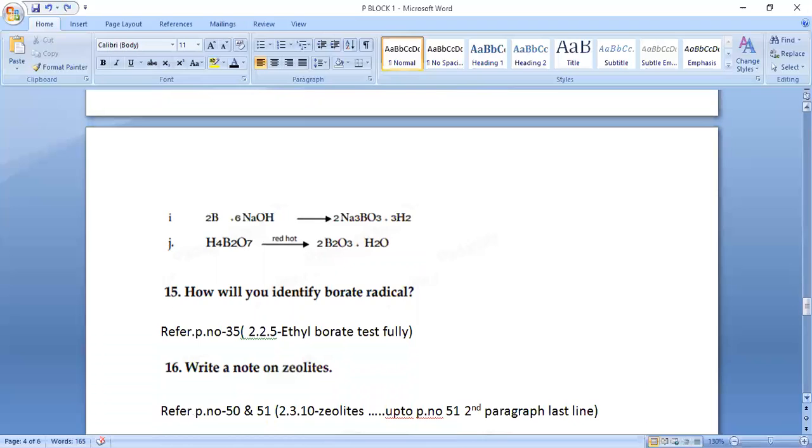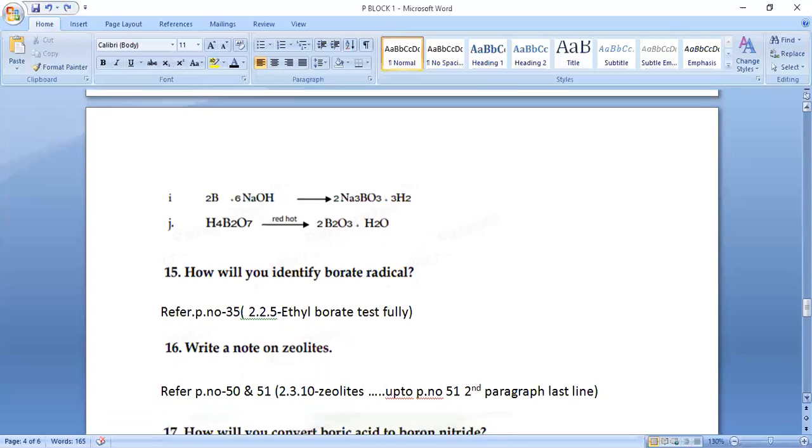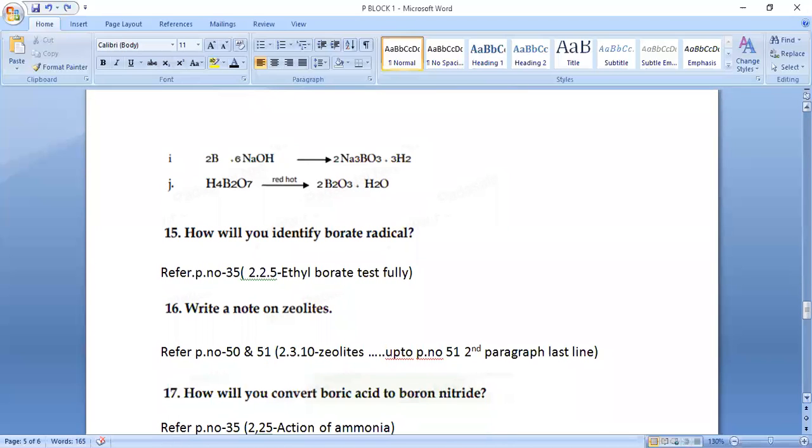Next, question number 15. How will you identify the borate radical? For the answer, we need to refer to page number 35, under the topic ethyl borate test. You need to read the full paragraph. And then, write a note on zeolites. For the answer, we need to refer to page numbers 50 and 51, under the topic zeolites, from the start of zeolites up to page 51, second paragraph, last line.